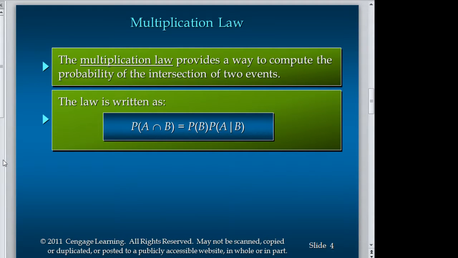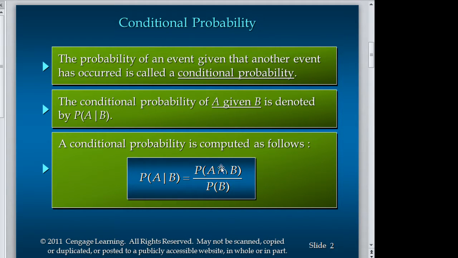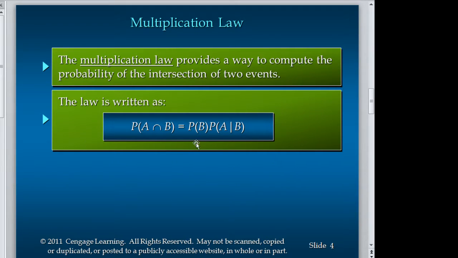So the multiplication law is the one that we use to calculate the probability of A and B. How do you figure out the probability of A and B? Well, that's equal to the probability of B times the probability of A given B. Where do we get this formula? We get it from the previous formula basically. You rearrange a little bit, then you get this formula. You can, of course, take a note on this as a separate case, but these are basically the same formula.